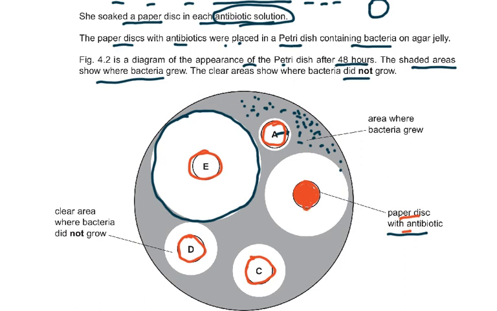And then what happened is the antibiotics must have diffused out and killed the bacteria around it. That is why we cannot do this test on viruses, because viruses do not grow on agar. It's a petri dish which contained agar jelly, so we cannot grow viruses on it. Viruses are in fact non-living. Then the clear areas are where bacteria did not grow.